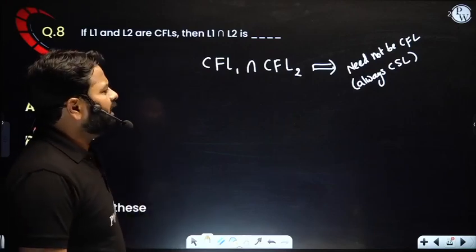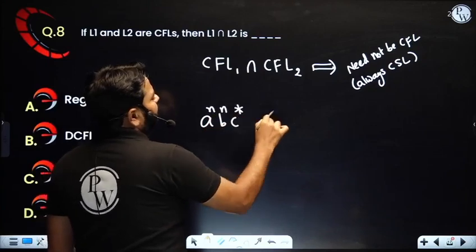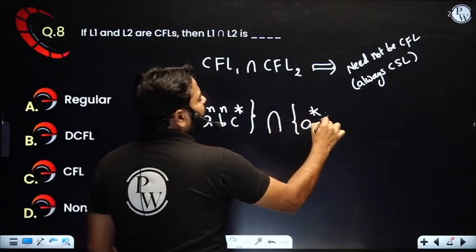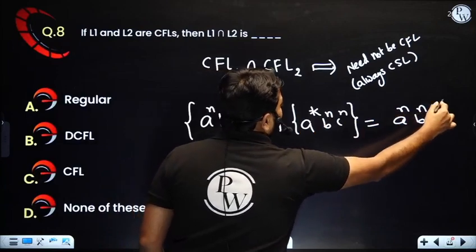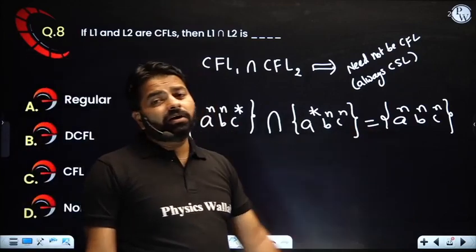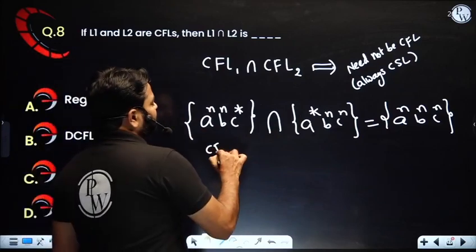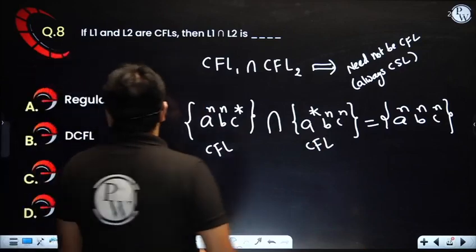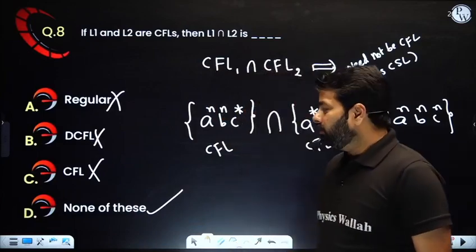Okay. Same example: you take a^n b^n c* intersection, it's one set. Another set is a* b^n c^n. So you will get a^n b^n c^n. And this is called a context sensitive language, which is not a DCFL, not a CFL, but it is a context sensitive language. Okay, both you can assume CFL. Previously I was assuming they are DCFL. Now you can assume even CFL. So these three cannot be answered right now. So none of this is the right answer. Okay.